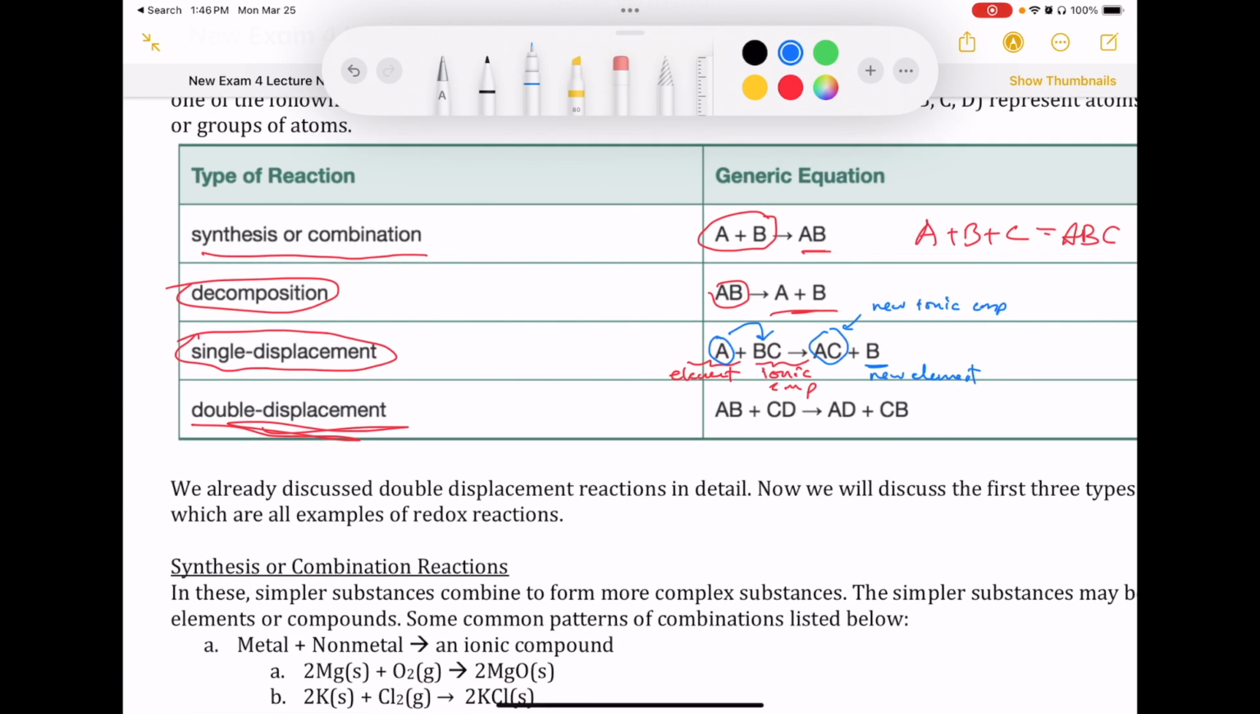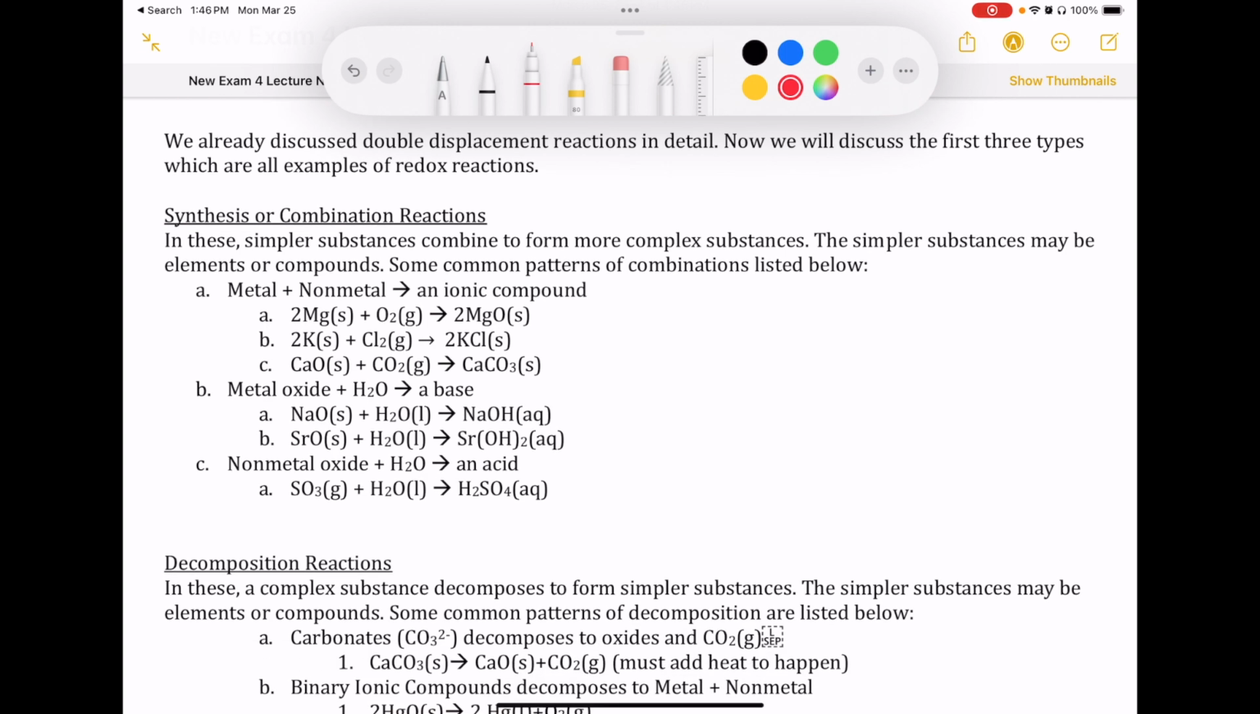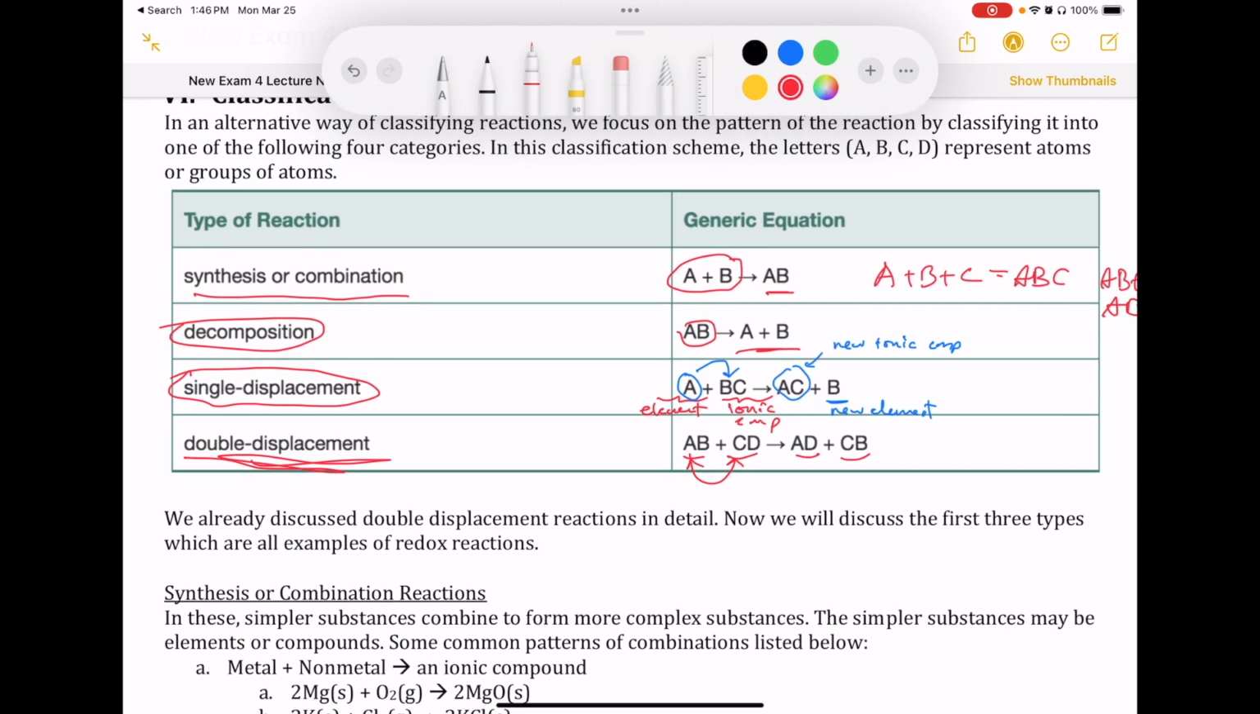And double displacement, which is the last one here, is of course something you're familiar with. Now you have two ionic compounds, and they're swapping the cations to form these new ionic compounds on the product side. Since we already talked about double displacement, I'm not going to go into it much or at all, really. What I'm going to do is spend time talking about the other three that are new to this section: combination reaction, decomposition reaction, and single displacement reaction.